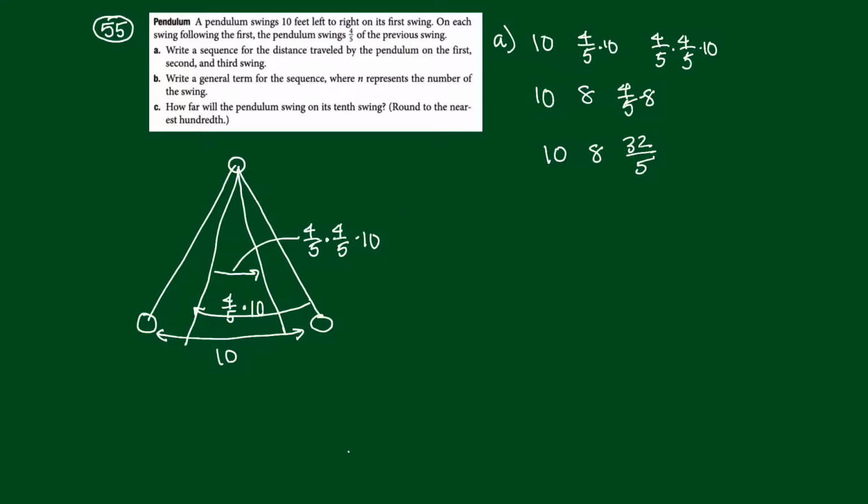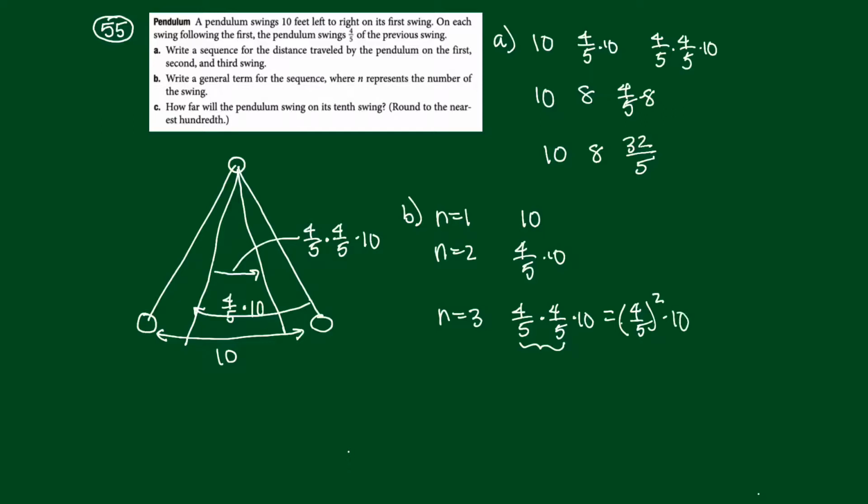So for part B, here's what we had. For n equals 1, this was just what? That was just 10. Okay. What about n equals 2? On the second swing, it was 4/5 of 10. Now what about the third swing? All right, n is the swing number. So at n equals 3, we had 4/5 of 4/5 of 10. Now 4/5 times 4/5, I can write that as 4/5 squared times 10.